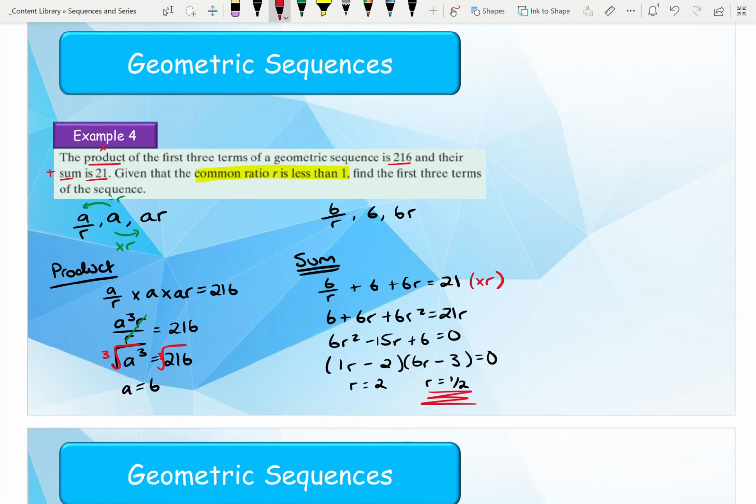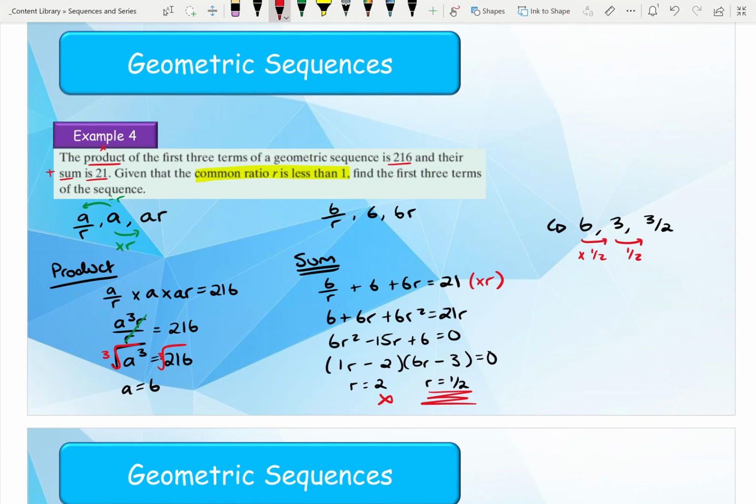So we're going to accept that r is a half, and we're going to reject that r is equal to 2. It says find the first 3 terms of the sequence. Well, now I can go back and I can see my first term is 6. To go to the next term, I'm going to times by a half, which would be 3. And to go to the next term, I'm going to times by a half again, which would be 3 over 2. And so now I have my 3 first terms nice and simply.